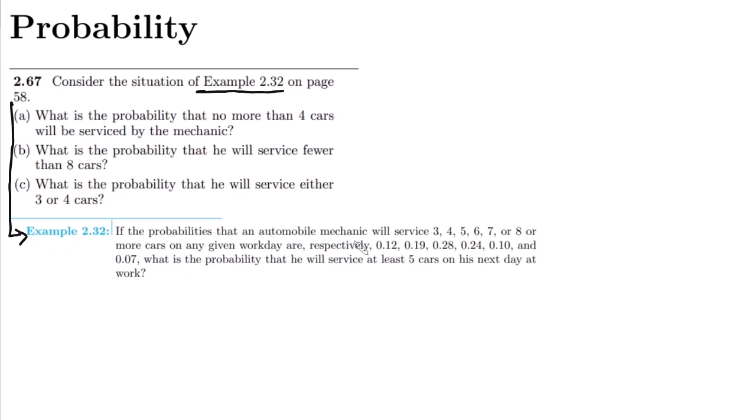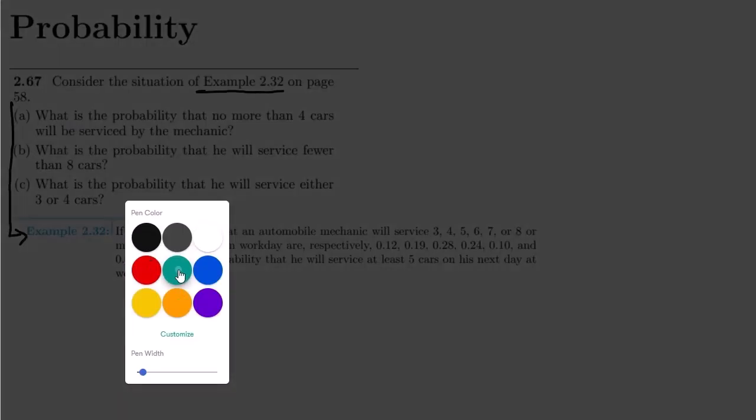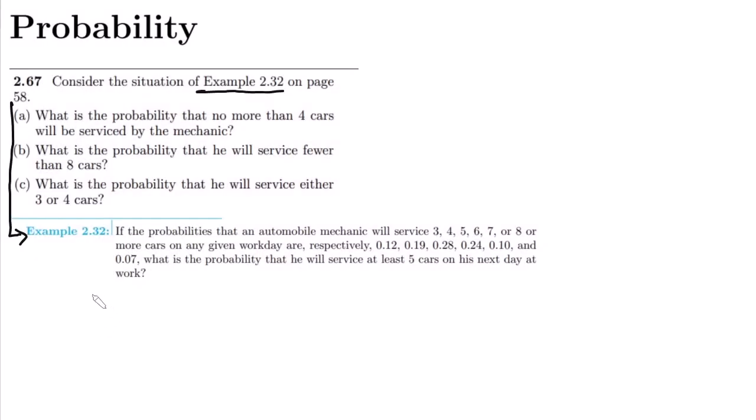The probabilities that an automobile mechanic will serve 3, 4, 5, 6, 7, or 8 or more cars on any given workday are respectively 0.12, 0.19, 0.28, 0.24, 0.10, and 0.07. Okay, so let me first write them here. So I have the number of cars here and their respective probabilities here. So I can have here 3, 4, 5, 6, 7, 8 or more.